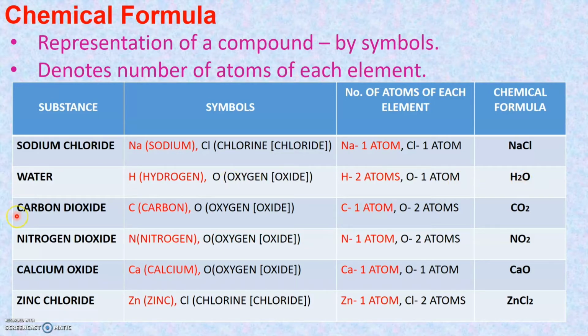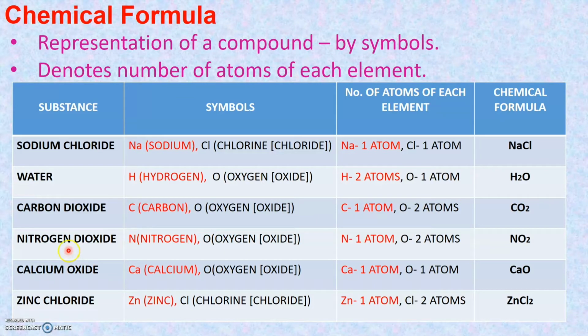Likewise, the chemical formula of the compound carbon dioxide is CO2. Here, two different elements, that is carbon and oxygen, are combined together in order to form the compound carbon dioxide with the chemical formula CO2. And here we see that one atom of carbon combined with two atoms of oxygen in order to form CO2. Since the number of atoms of oxygen is 2, we write it as a subscript next to oxygen.